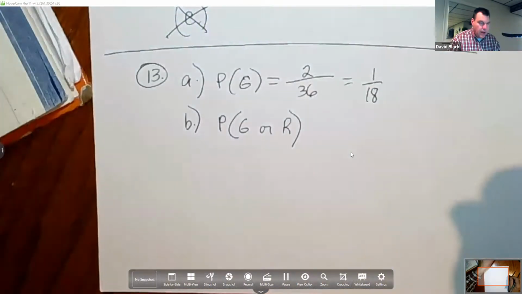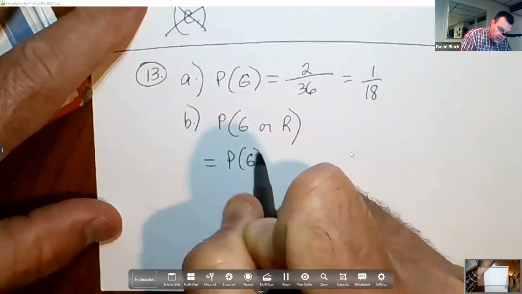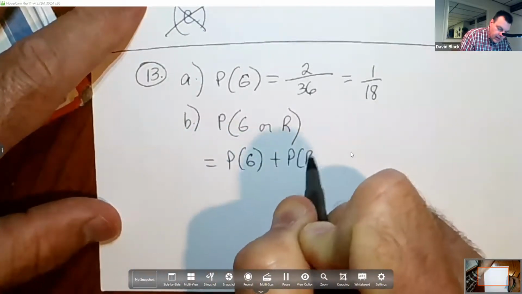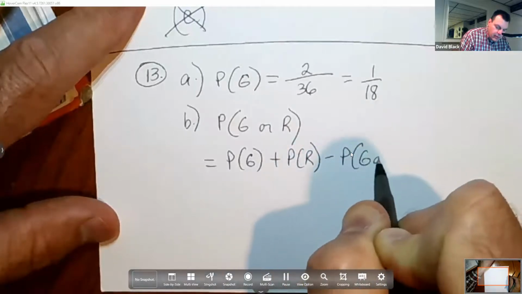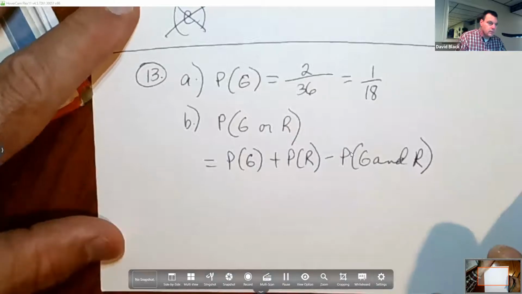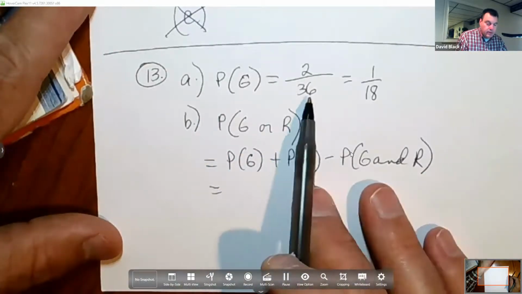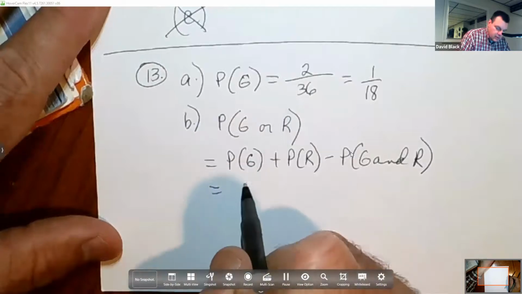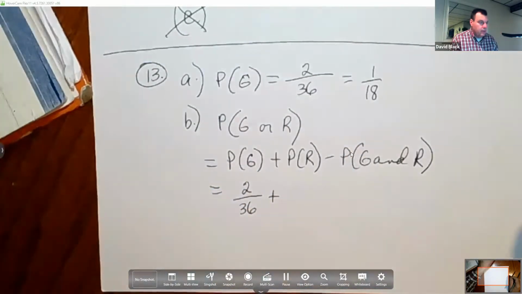Okay, so on this problem, we would have gone probability of the first plus probability of the second minus the probability of both. So the probability that the ball would fall into green is what we just figured here, 2 out of 36. Hey, Mr. Black, why don't you put 1 out of 18? Well, I'll show you why here in just a moment.